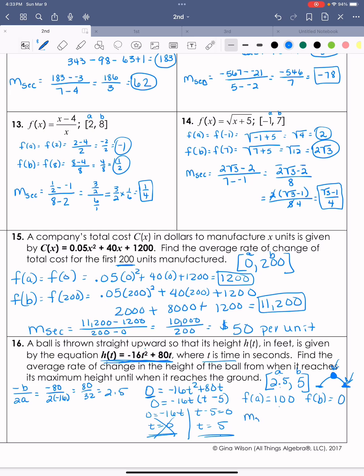So now I'm ready to plug into MSEC. All right, when I plug into MSEC, I want f of B, which was 0, minus f of A, which was 100, over B, which was 5, minus A, which was 2.5. And then you can do all the simplification and all the math, and that will get you negative 40, okay? And this is in feet per second.